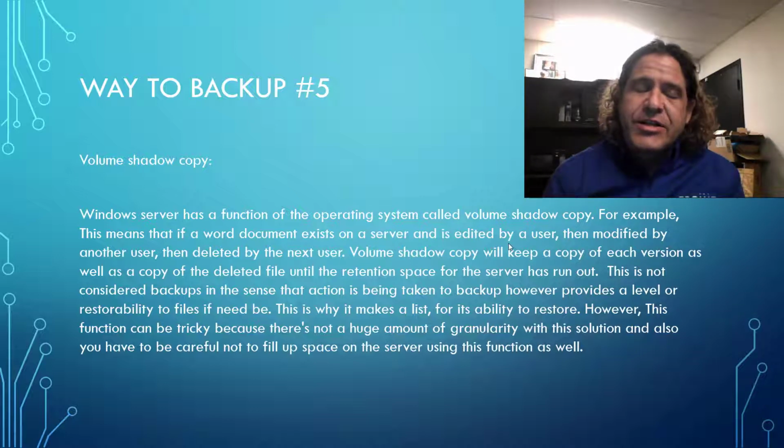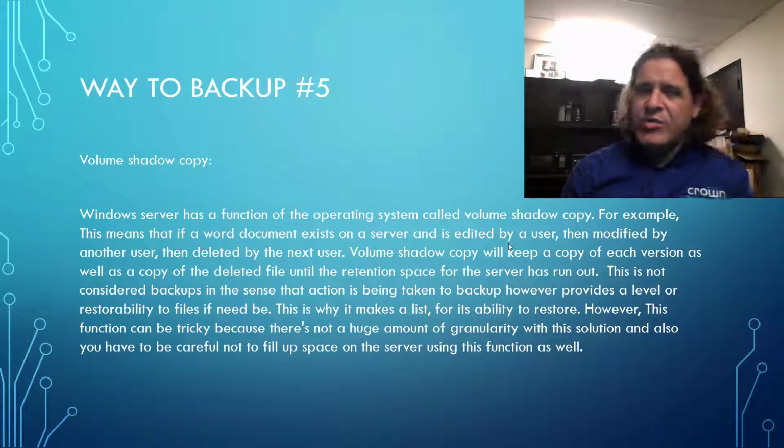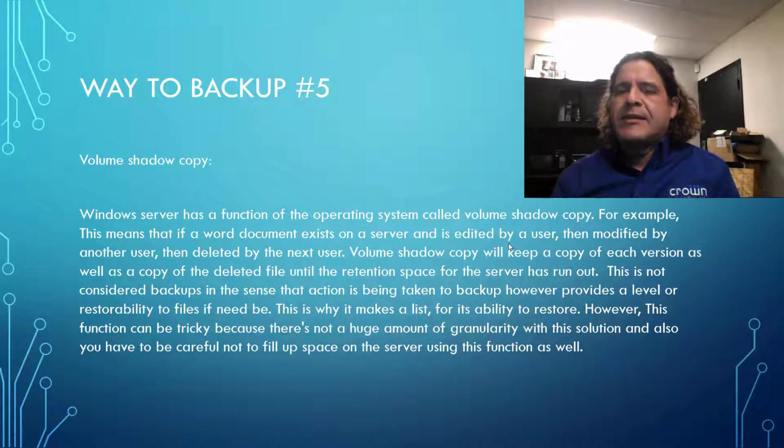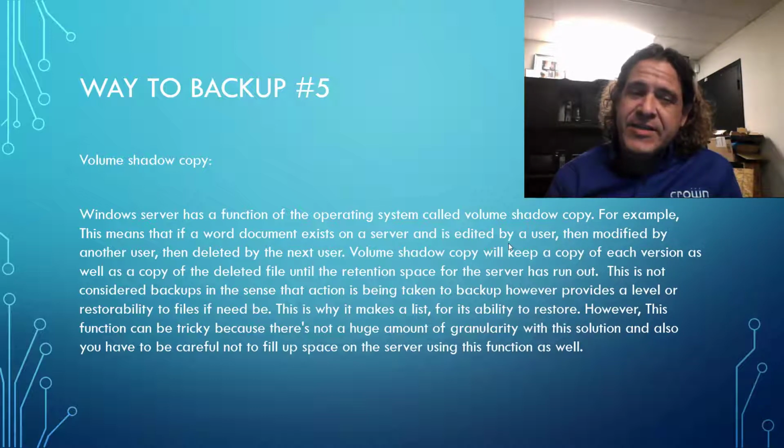There are some constraints to it, however, such as you're limited to the amount of space that's on the server and the retention that you give to volume shadow copy. Some of the cons are that it's not that granular when it comes to being able to restore, and it doesn't have a whole crazy interface that's all nice like in the first few methods. But I give credence to this method of backup. This is way to back up number 5, only because we can have a certain level of restorability with this solution. So we can restore files with this, and that's why it makes this list.